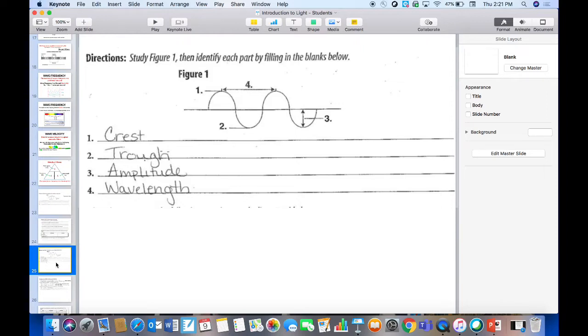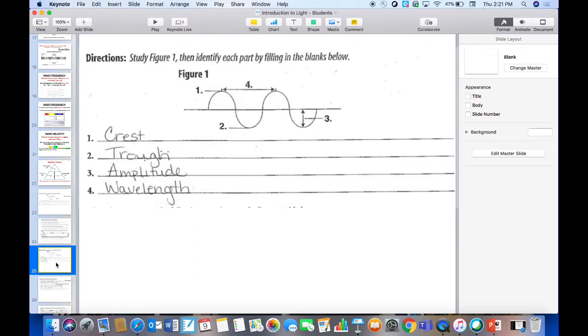Number 1, that's the high point of a transverse wave. That would be a crest. Number 2, that's the low point of a wave. That would be your trough. Number 3 is measuring the distance between the resting position, that flat horizontal line, and a trough. That would be amplitude. That's the answer for number 3.